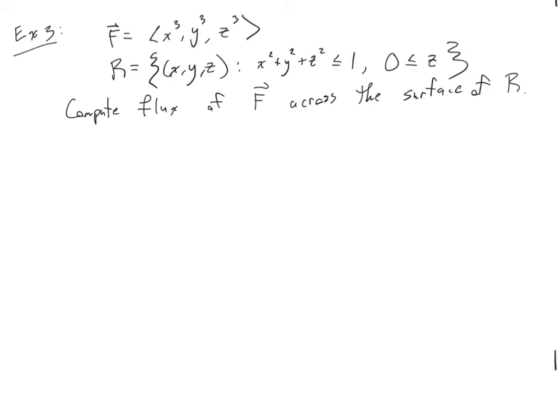So for me, R, I see that the first part of this, x squared plus y squared plus z squared is less than or equal to 1, that would give me a disk. And the second part is telling me z has to be positive. So it is the positive half of the solid 3-ball. So let's draw that.